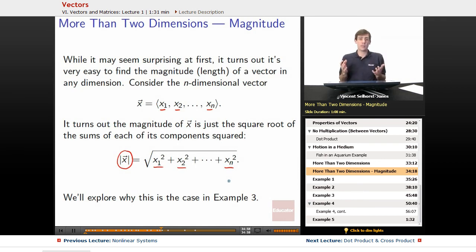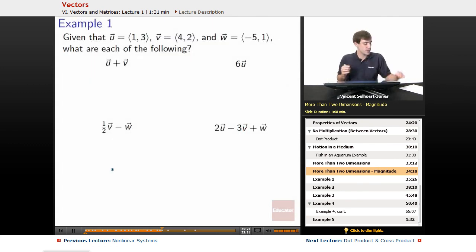So that seems really surprising the very first time we see this. We'll actually explore why this is the case, and it will make sense why this has to always be the case if we expand the idea that we'll see in example 3 to higher dimensions. Just think, oh yeah, that would just keep stair-stepping up, and that's why we see the square root of all of the components squared and added together. But you can also just memorize this formula if you want to, and it will be just fine too and work out. All right, let's see some examples.